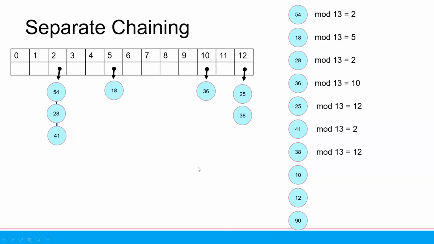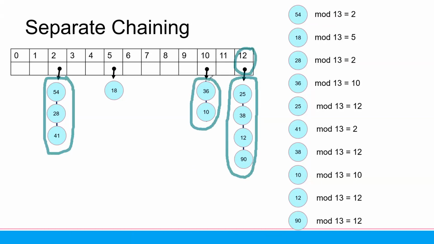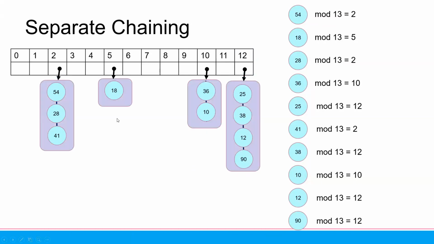And so on. The 13 mod 13, the 38 mod 13 is 12. 10 mod 13 is 10. So we have another chain. We have another chain here. 12 mod 13 is 12. We have another chain. And 90 mod 13 is 12. So we have this chain. This is what we call separate chaining. So in one location or in one index, there will be another chain. There will be another chain. There will be another chain. So we call this the separate chaining method.